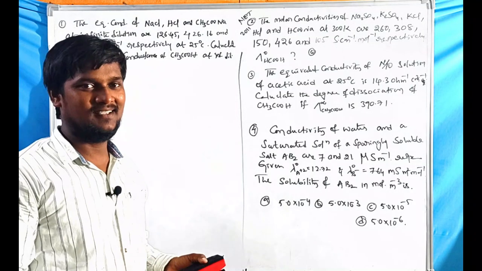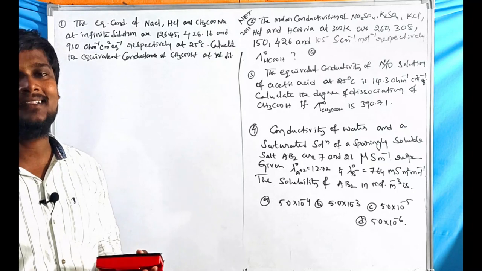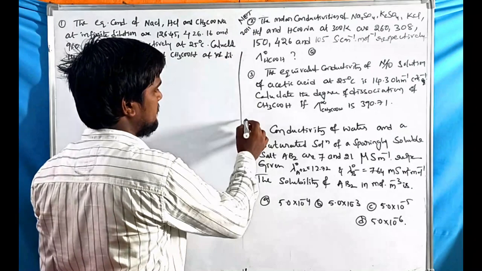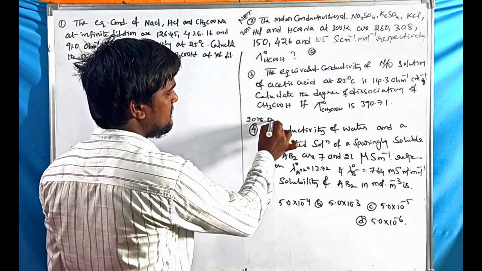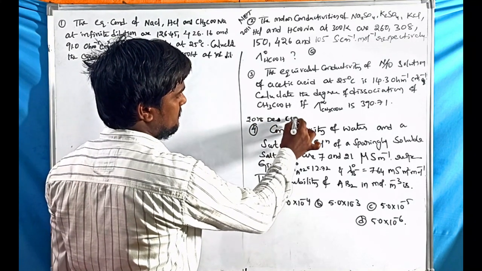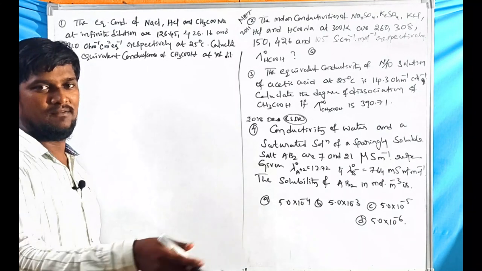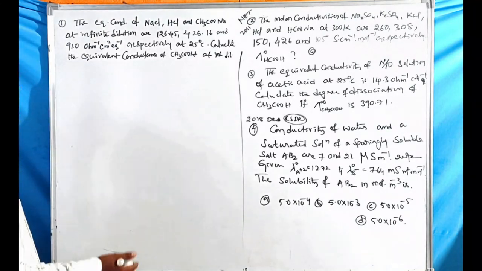Now let us solve previous year CSIR and JEE Mains, NEET problems. The second question is a NEET 2011 question. The fourth question is a December 2018 CSIR question. The remaining are very easy, low level JEE Mains and NEET questions. Now let us go through the first question.